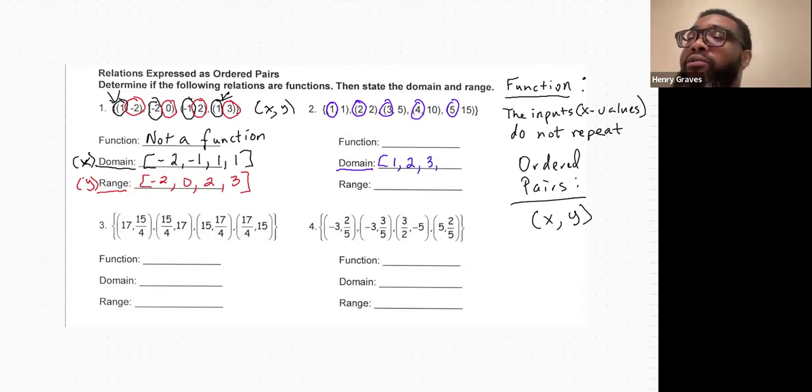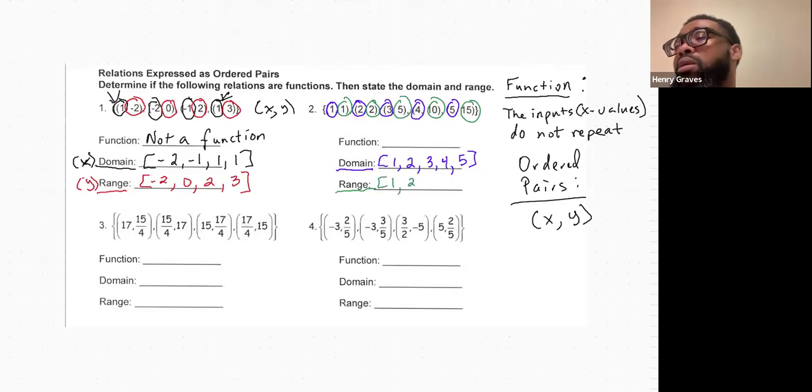I'm going to have my range in green, so I'm going to circle all my range. So my range looks like this, put in order: 1, 2, 5, 10, and 15. So if I look at my domain, which determines if it's a function or not, all my x numbers, or my domain numbers, are all different. So this is going to be a function. Yes, a function.